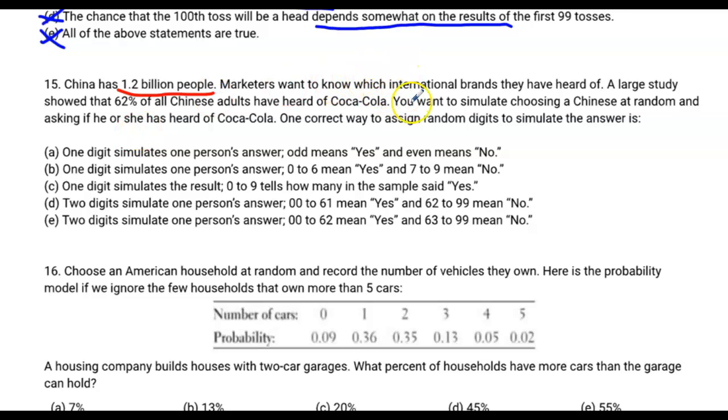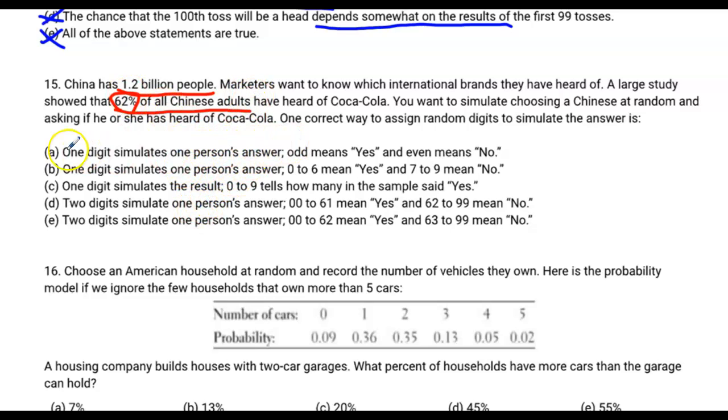Marketers wanted to know which international brands they've heard of. A large study shows that 62% of all Chinese adults have heard of Coca-Cola, which means that 38% of Chinese adults have not. What we want to do is simulate choosing a Chinese person at random and asking if he or she has heard of Coca-Cola. One correct way to assign random digits to simulate the answer is, well, let's do another simulation. 62% of all Chinese adults have heard of Coca-Cola. 38% have not.